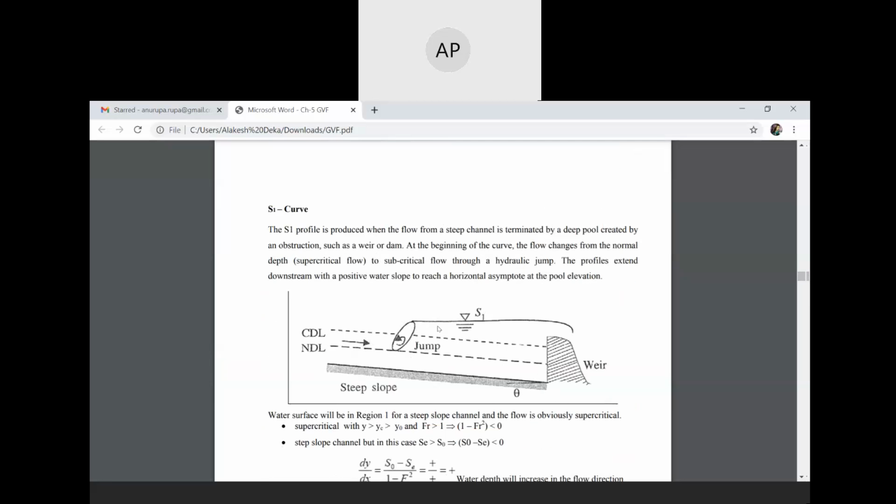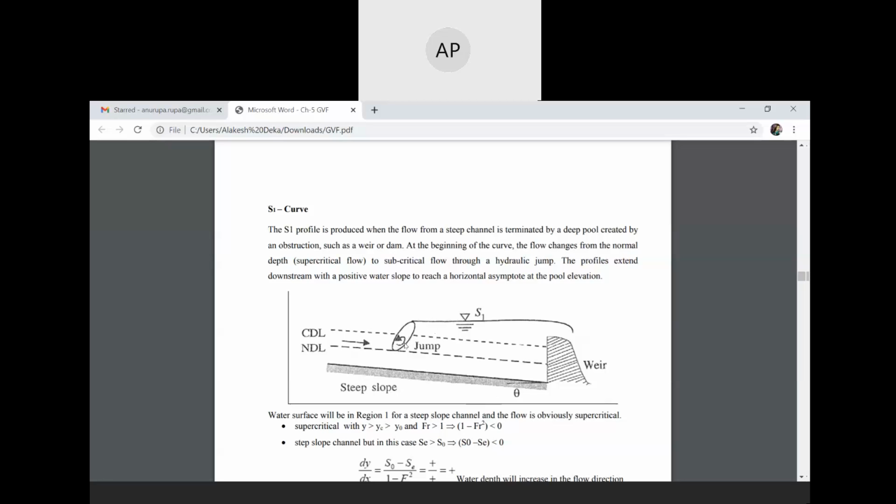That means when a flow is going from a lower depth to a higher depth, that means if it passes through a dam or weir, then S1 profile exists. Okay? That means the flow is overflowing through a dam, then the profile is called S1 profile. Steep slope profile. S means steep slope, isn't it? And the condition is NDL is below the critical depth line. And under this condition, a jump is created.